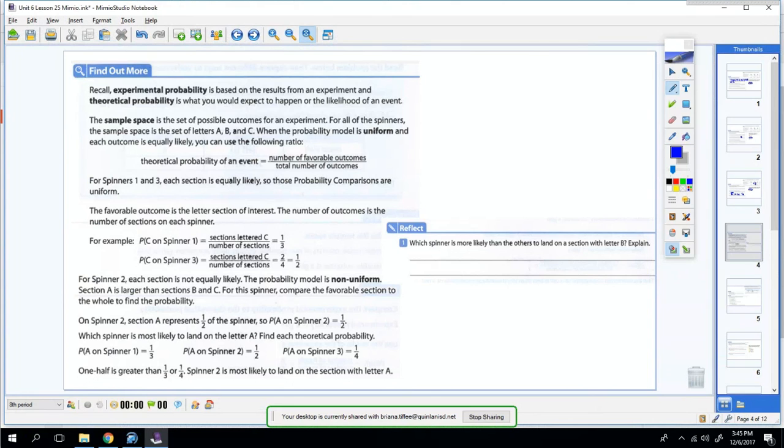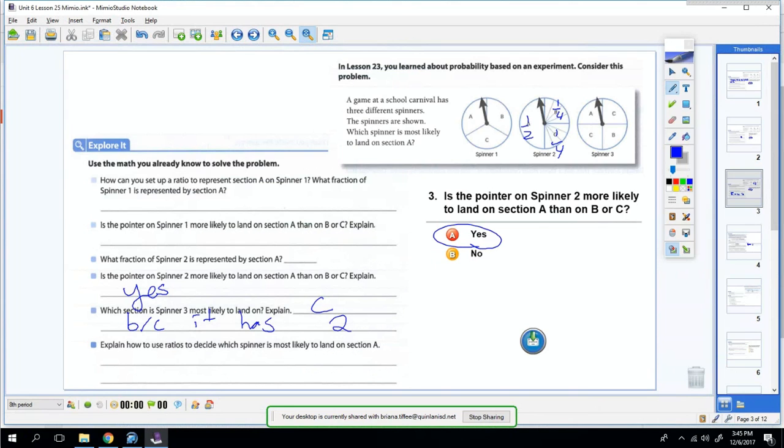Which spinner is more likely than the others to land on the section with the letter B? Let me reread this. Which spinner is more likely than the others to land on the section with the letter B on it? It would be spinner 1. The reason is that section B is larger on spinner 1 than on all the other spinners. It's not comparing B to A and C here, it's comparing B to all the other B's on these spinners. This one's 1/3, this one's 1/4, and this is 1/4. So you have a higher probability of getting B on spinner 1.